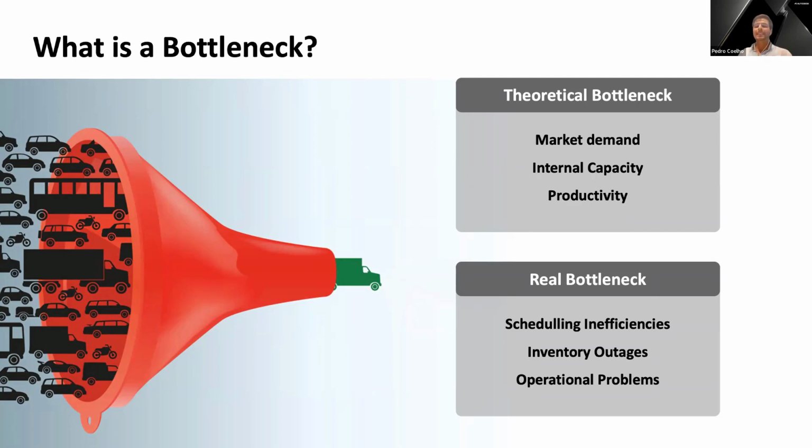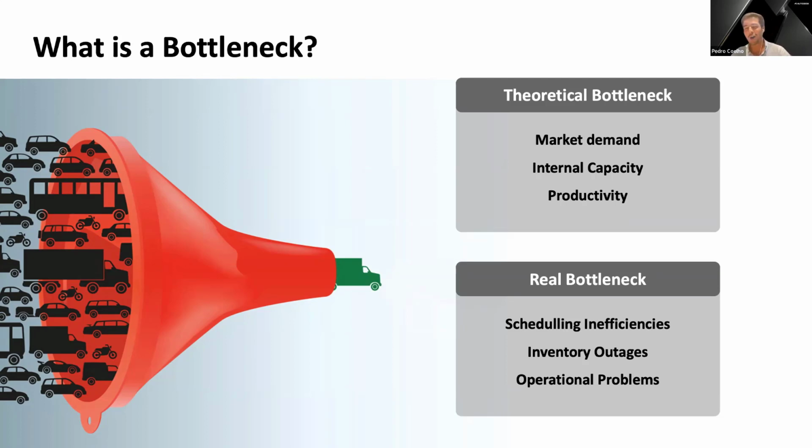So in a simple way, the output of the factory is defined by the output of its bottleneck. So improving the bottleneck's efficiency should lead to an improvement in the factory's overall productivity and throughput. Now, every factory has what I'm calling here the theoretical bottleneck that can be identified by analyzing your market demand profile, your internal capacity, and your overall productivity.